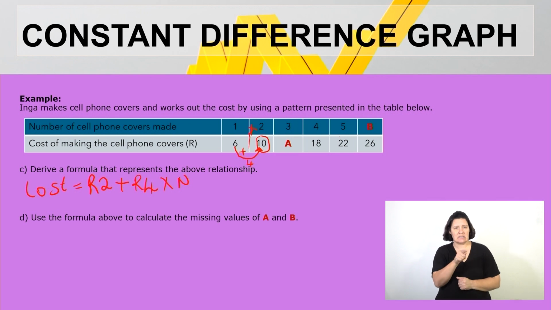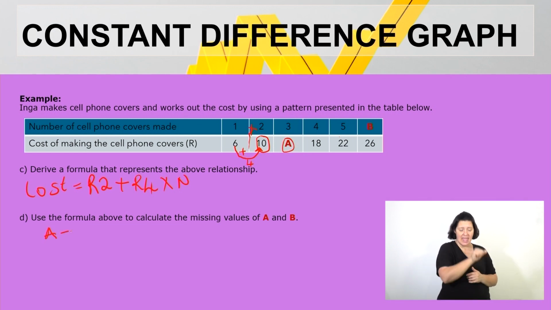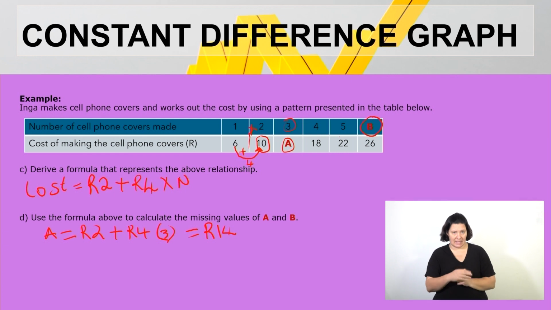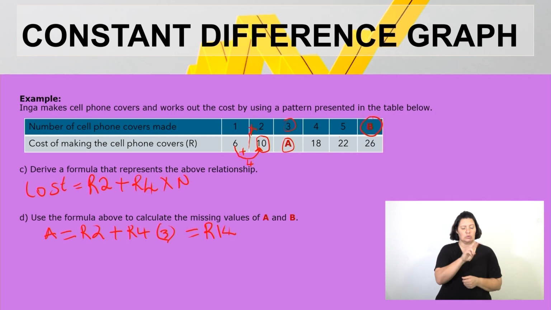Use the formula above to calculate the missing values A and B. Using our formula, A is the cost, so A is equal to 2 Rand plus 4 Rand multiplied by, remember that value over there, it is 3. Therefore, we say 2 plus 4 multiplied by 3. The value of A will then be 14 Rand. Again, this time we are looking for B. We're going to use the same formula. In this case, we have the cost, which is 26 Rand.